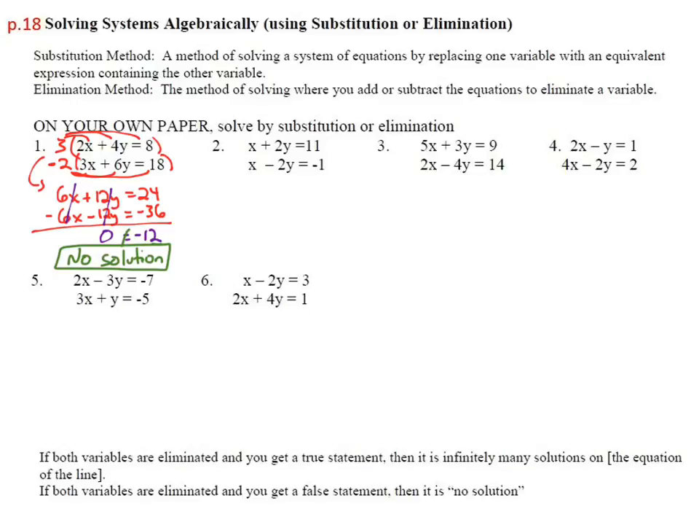All right, another example, and this is one where you could easily use the elimination method, because we have x plus 2y equals 11, and then we have x minus 2y is equal to negative 1. So I see right away positive 2y, negative 2y. My y's are gone. So when I combine what's left, I have 2x is equal to 10, which means that x is equal to 5.